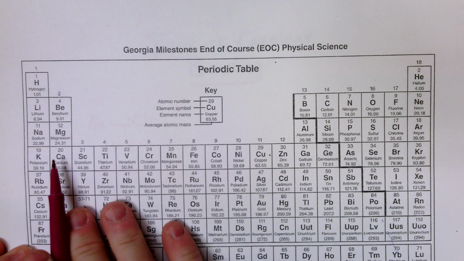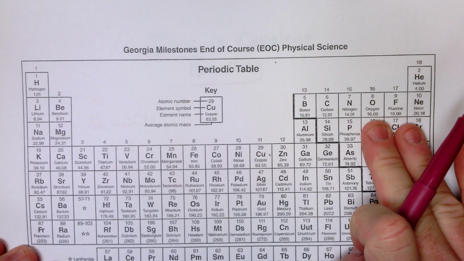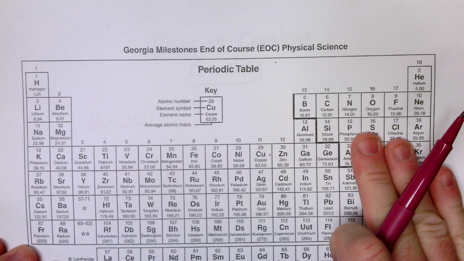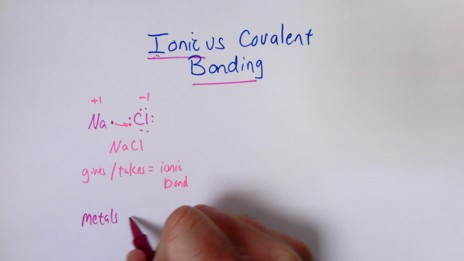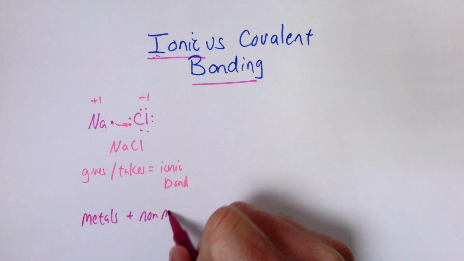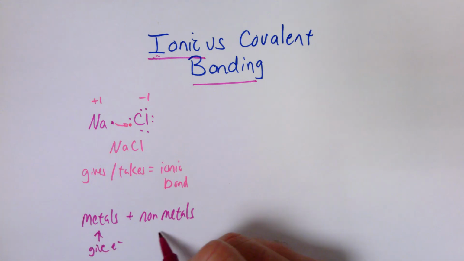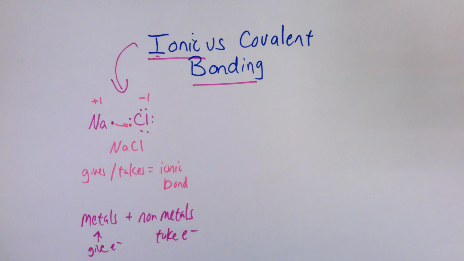Primarily, ionic bonds are metals, stuff over here, and nonmetals. We've got metals and nonmetals that tend to make ionic bonds. And that makes sense because metals want to give electrons and nonmetals want to take electrons. So this makes sense. This is all the formation of ionic bonds.